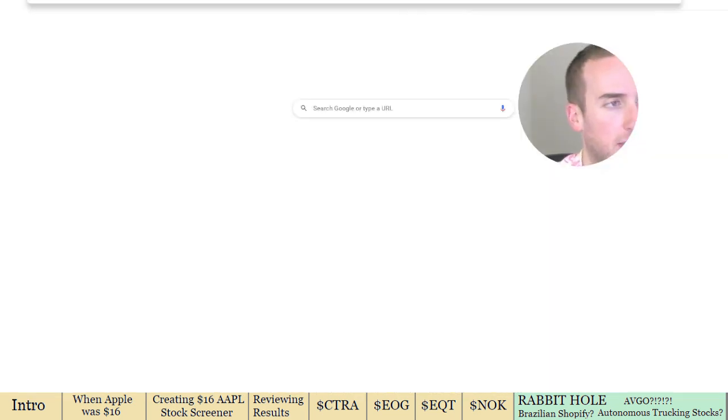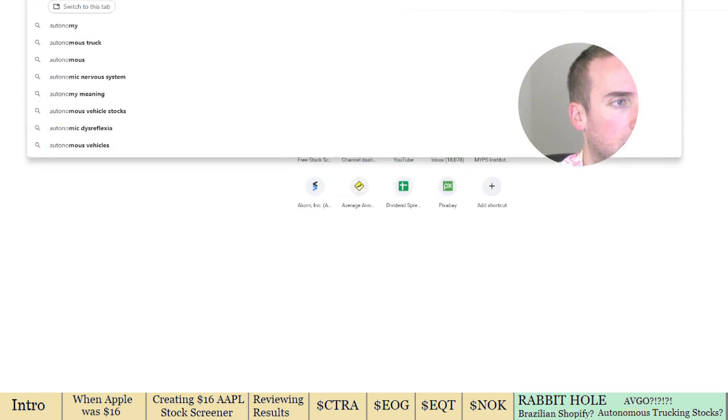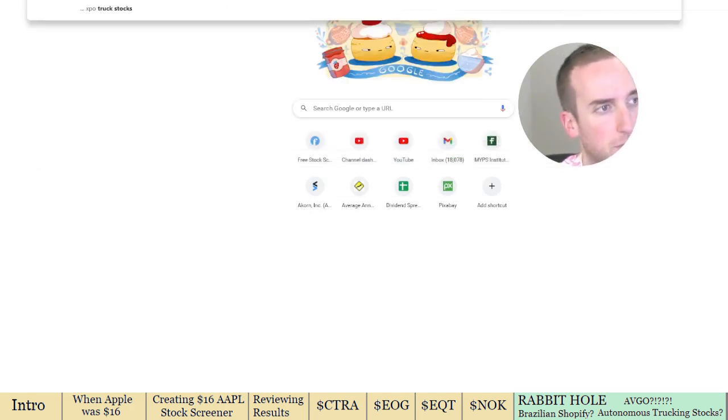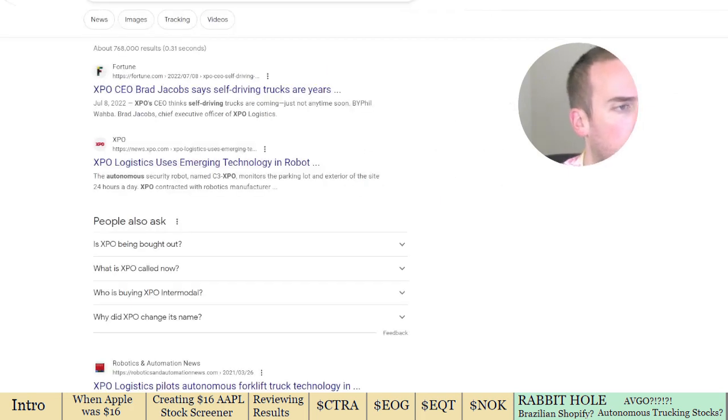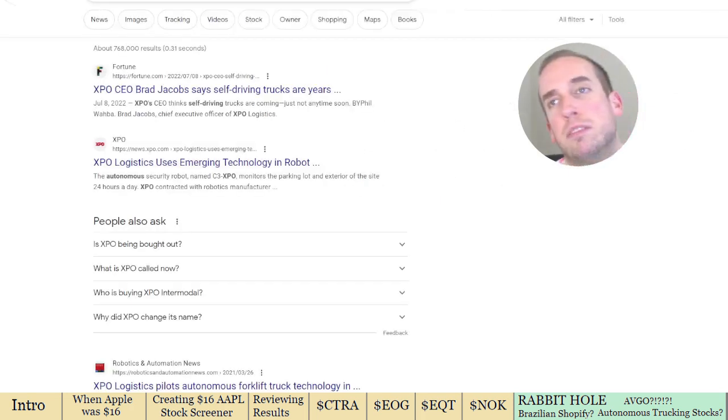Let's see. Okay, I'm searching for the word. Oh, look at this. XPO CEO says self-driving trucks are coming, just not anytime soon. That was 2022.